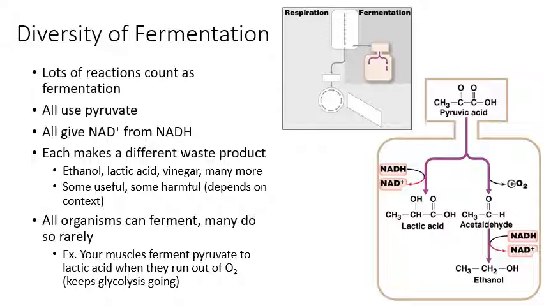And your cells can do lactate fermentation. So at that point, your muscles would begin doing fermentation to produce lactic acid as a waste product, just in order to make a little bit more ATP for themselves.